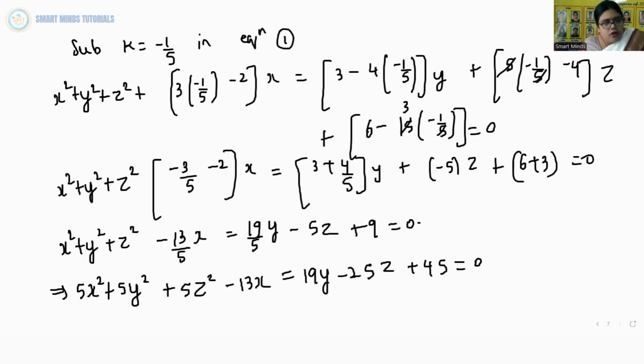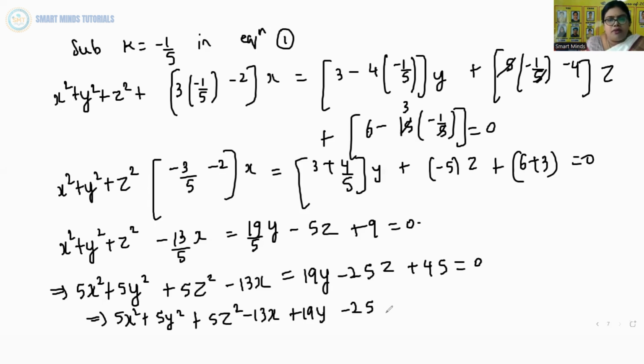So we can take all terms to one side. So we get 5x² + 5y² + 5z² − 13x + 19y − 25z + 45 = 0. So you have a plus over here. So this is the required equation of the sphere.